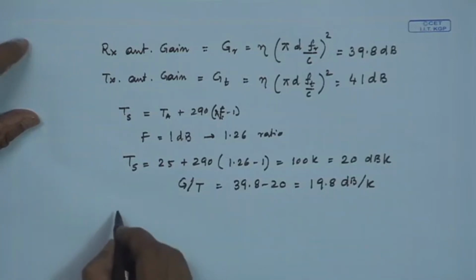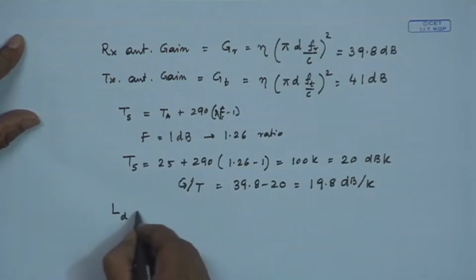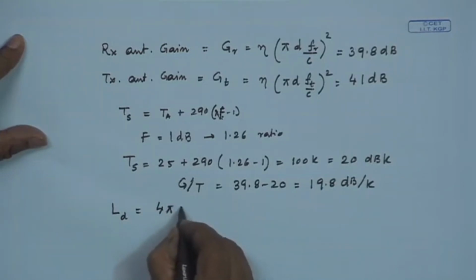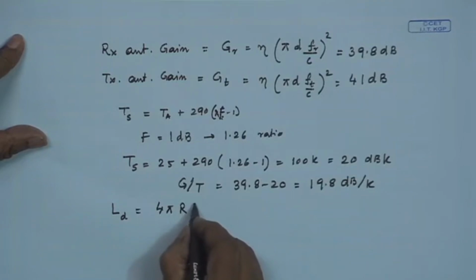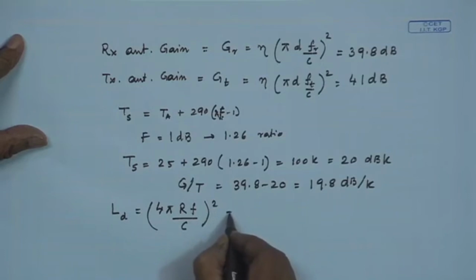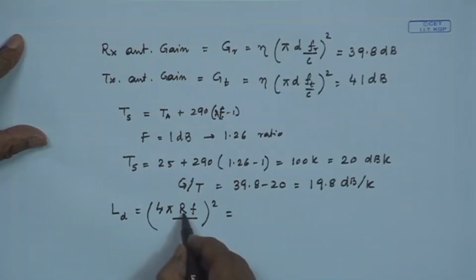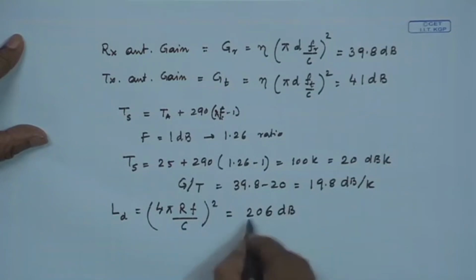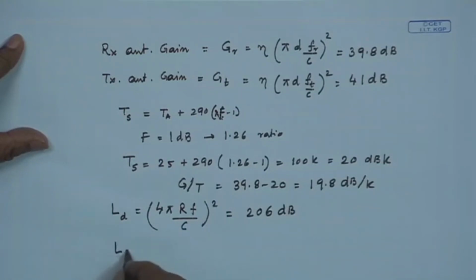Now let us calculate the losses. The downlink loss is (4 pi R f by c) whole squared, where R is the range in kilometer. It was given 40,000 kilometer. You have to convert into meter because c you will take in meter, and f is in hertz. With all these, with log, you will get a number as 206 dB approximately.